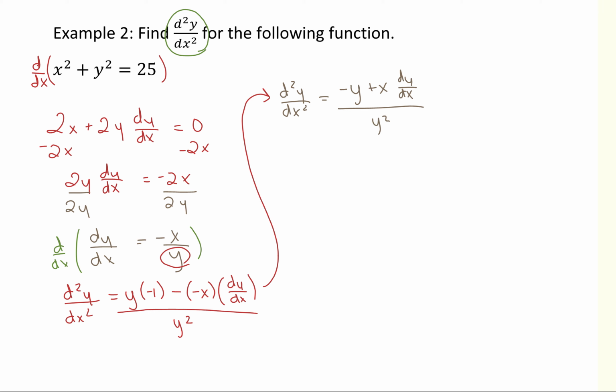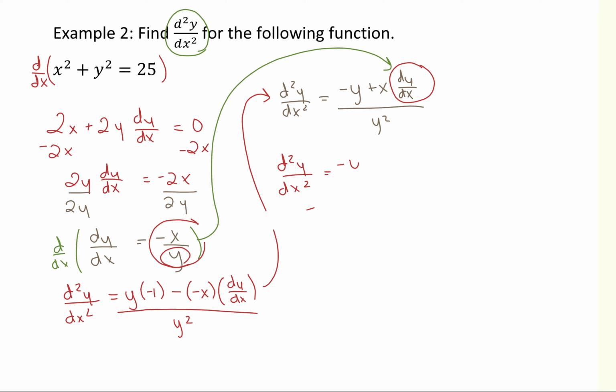So we're going to take this dy dx, we actually know what that value is. That value is negative x over y. So I'm going to substitute that here. Let me erase this here just so I have room to do the substitution. We're substituting this into this equation. So we have our second derivative is negative y plus x times negative x over y, all over y squared.